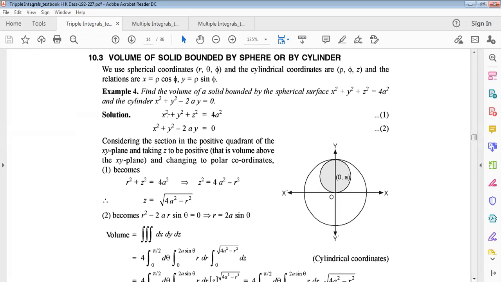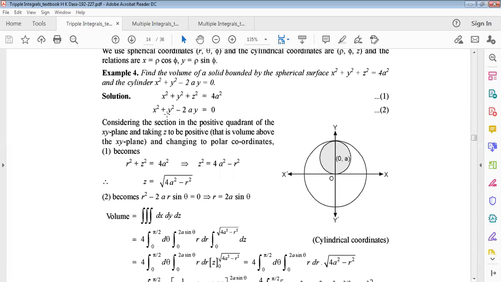Now just try to solve a spherical surface using triple integration, finding the volume. Example 4: find the volume of a solid bounded by the spherical surface and the cylindrical surface. The given equation of the sphere is x square plus y square plus z square equal to 4a square, and the equation of the cylinder is x square plus y square minus 2ay equals 0.